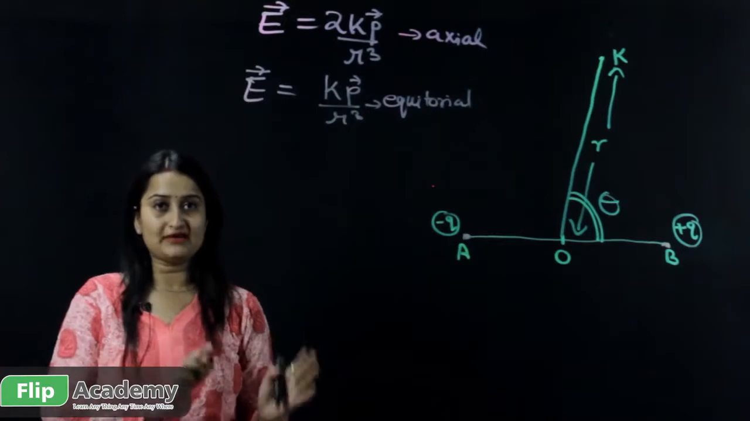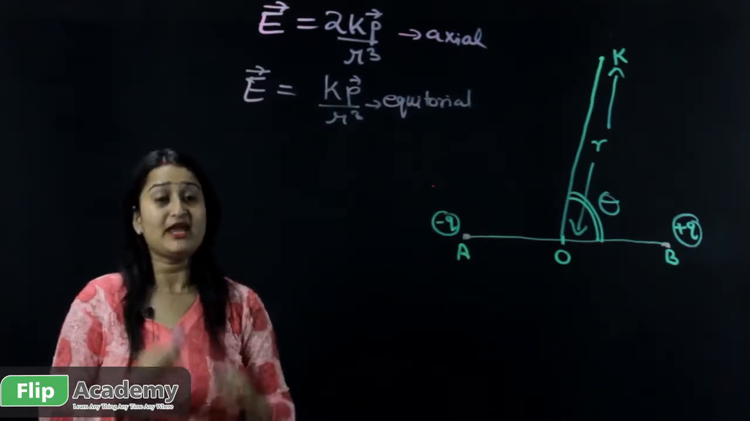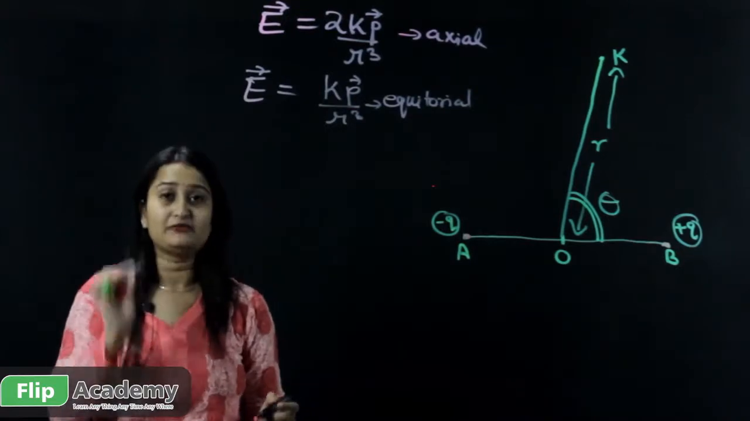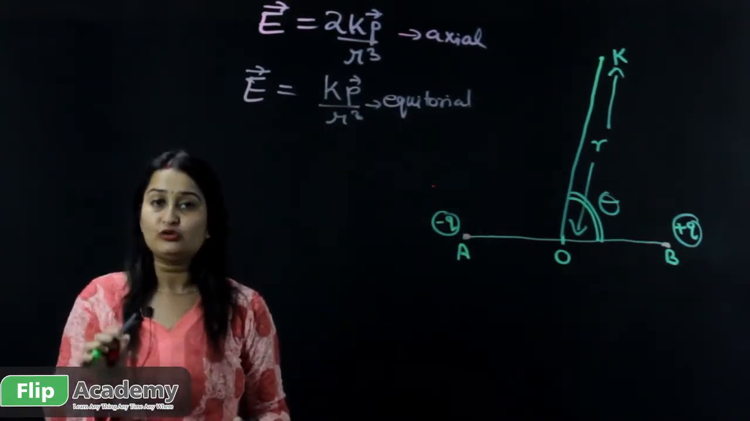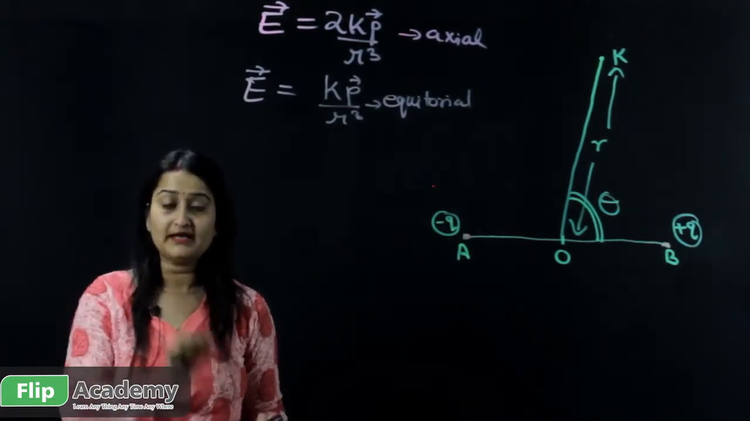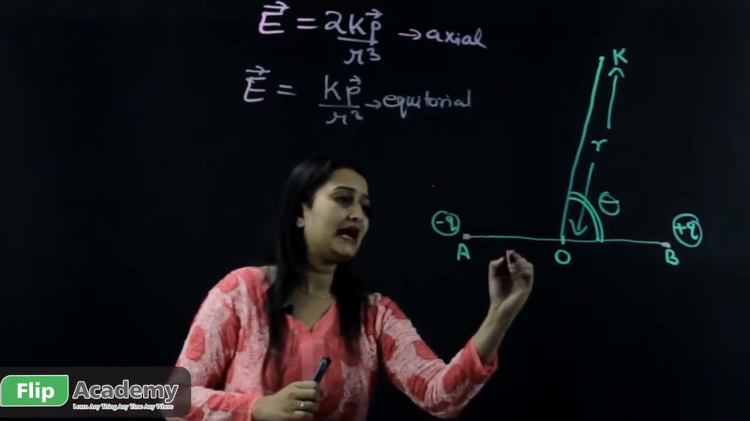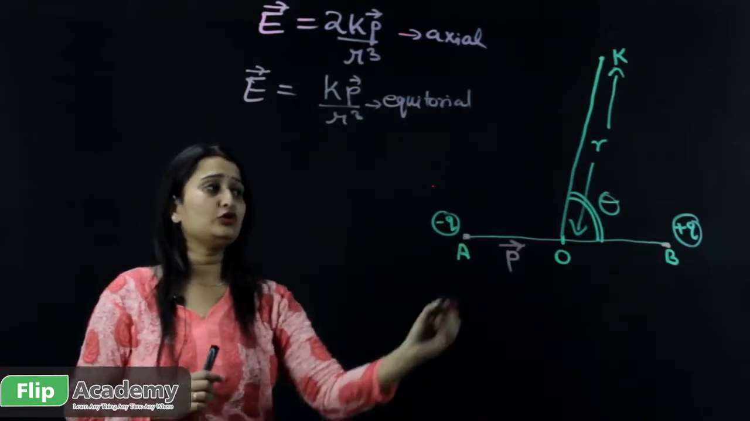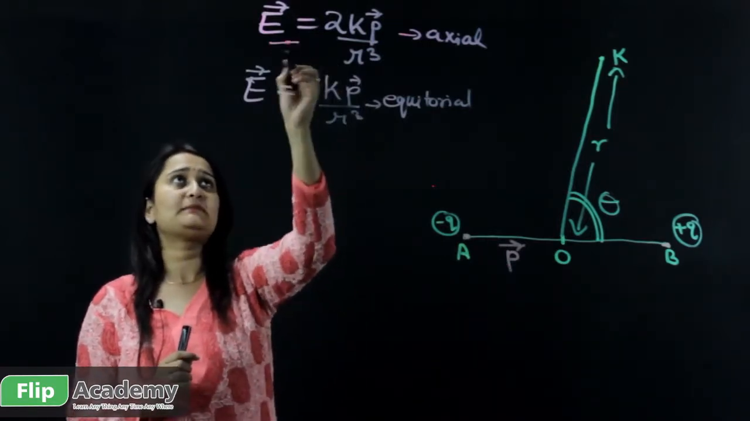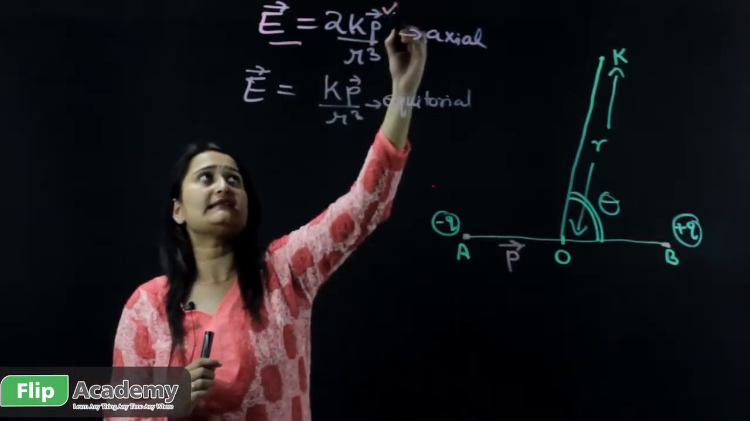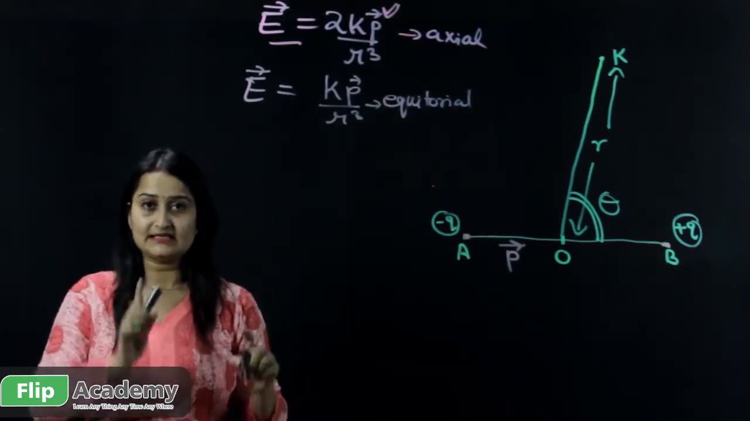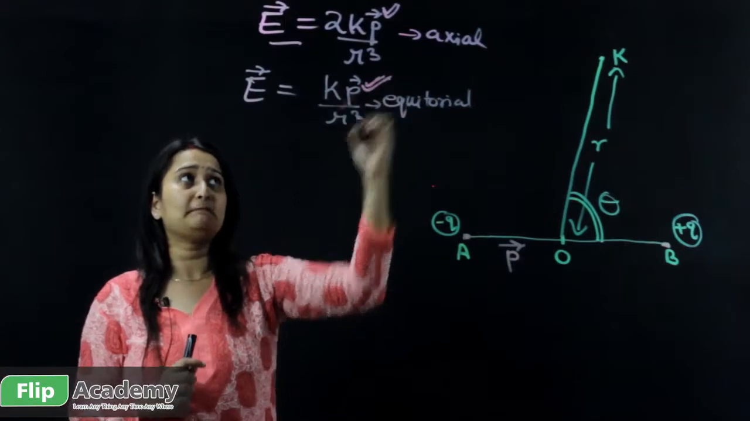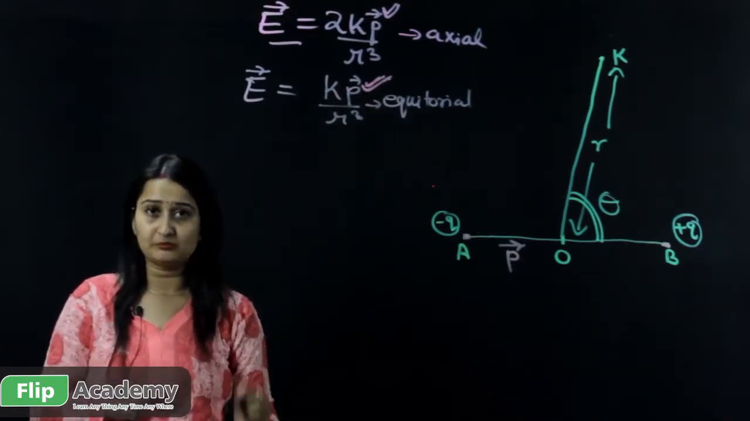Electric dipole is not a vector quantity, so how can we resolve it? We are not going to resolve the electric dipole. In fact, we are going to resolve the electric dipole moment, that is P with a vector sign on it. You can see that in this particular formula, there is a vector quantity P. This is your dipole moment. Again, in the equatorial formula, there is another vector P. It is also a dipole moment.